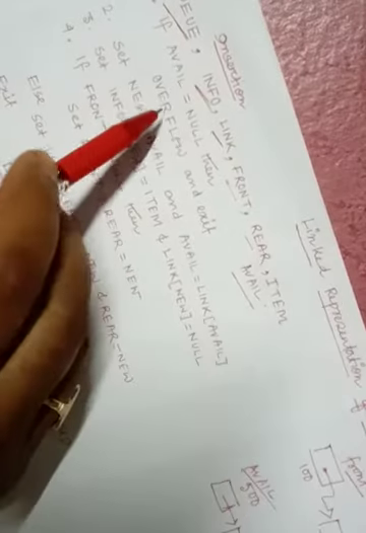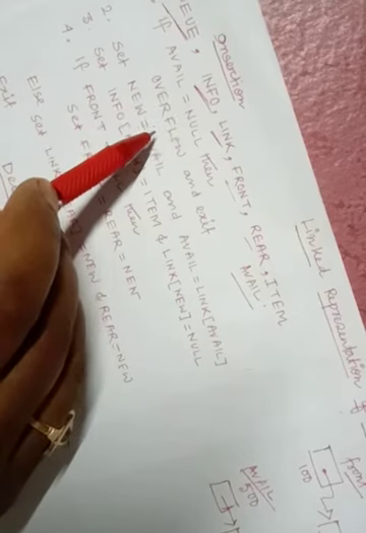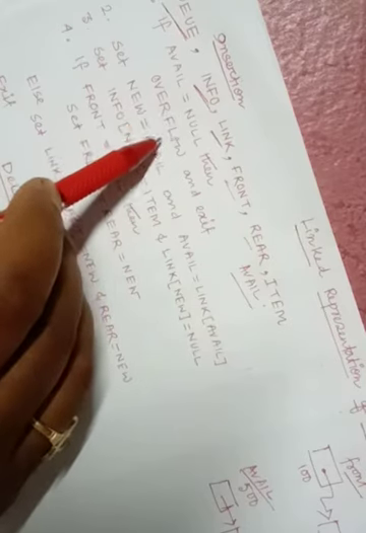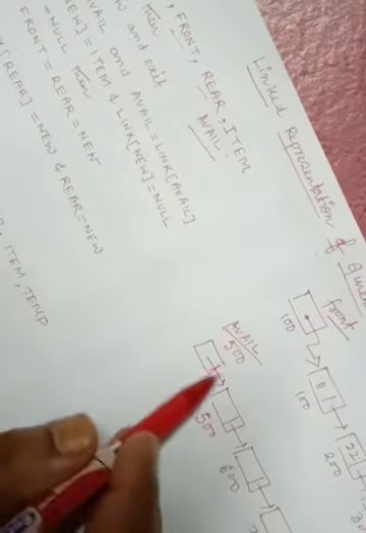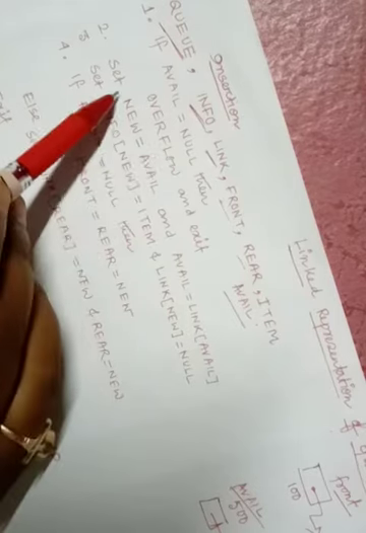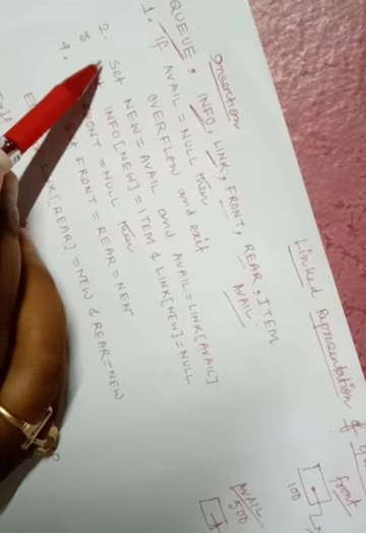Now in case of insertion, first we have to check the overflow condition, whether avail is null or not. If avail is null, then overflow, that means there is no block or nodes in the available list. So this condition will occur. And if avail is not null, then step 2 will execute.